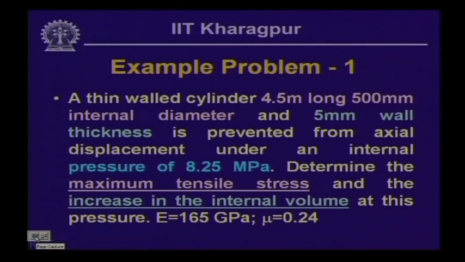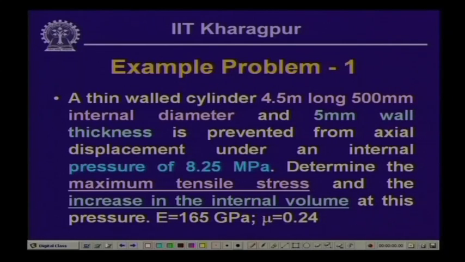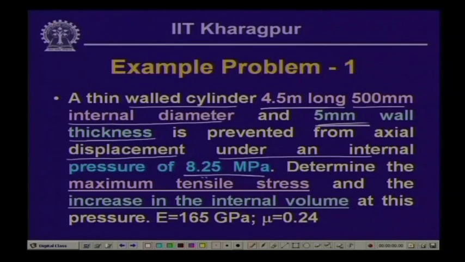Now, let us look into some of the example problems based on this discussion. Before we go to these examples for twisting moments or torsion, let us look into the example which I gave you last time, and probably you have solved it. Let me just quickly go through it, so that you can check your answers. A thin walled cylinder 4.5 meter long, 500 millimeter internal diameter and 5 millimeter wall thickness is prevented from axial displacement under an internal pressure of 8.25 megapascal. All you will have to do is determine the maximum tensile stress and the increase in the internal volume at this pressure of 8.25 MPa, given the value of E as 165 GPa and mu as 0.24.